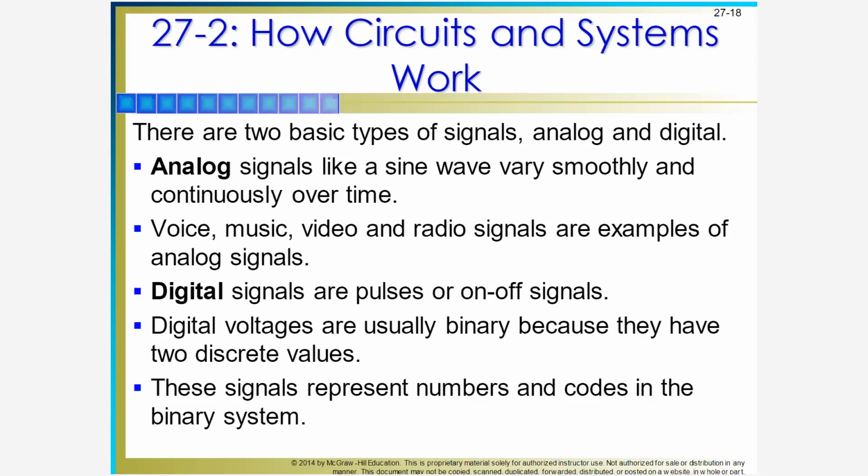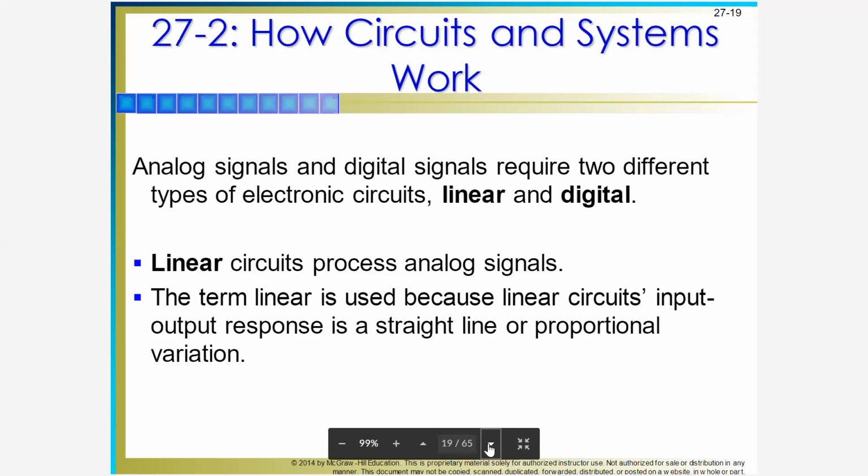Okay, next. Analog signals and digital signals require two different types of electronic circuits. We have linear and digital. Linear circuits process analog signals. The term linear is used because a linear circuit's input-output response is a straight line or proportional variation. It means proportional variation, since it's linear.